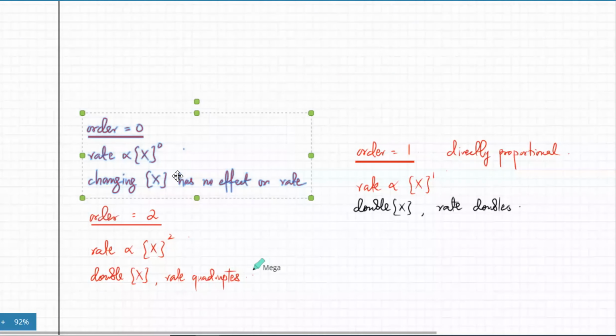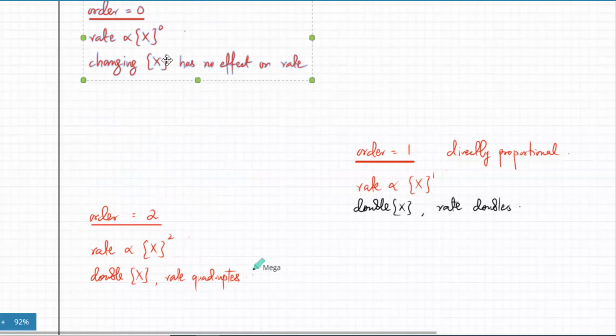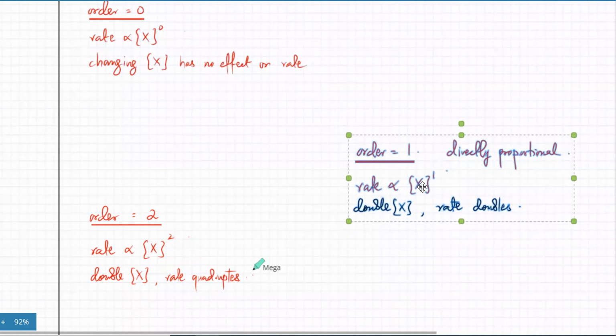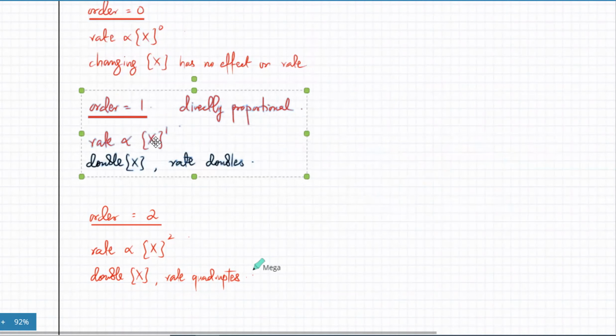So is this clear? What is meant by order? I mean, that's just the first thing, the basics. Clear? Yes, sir.